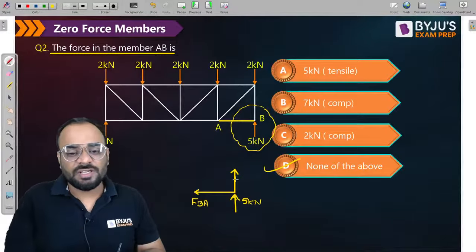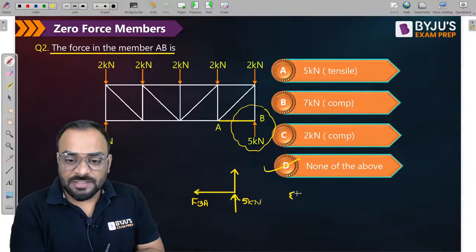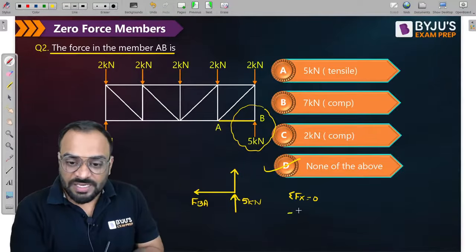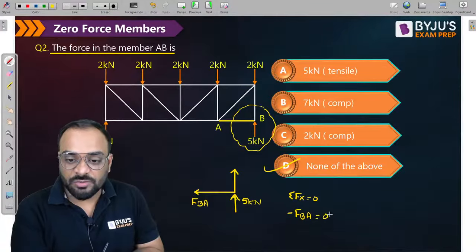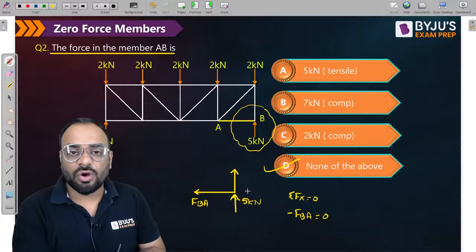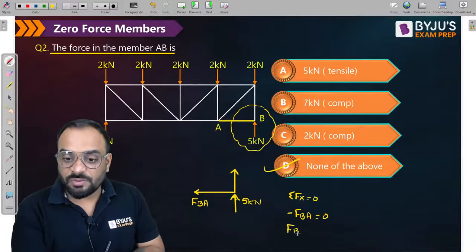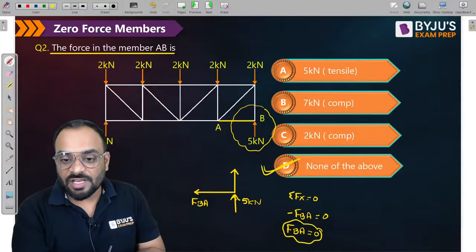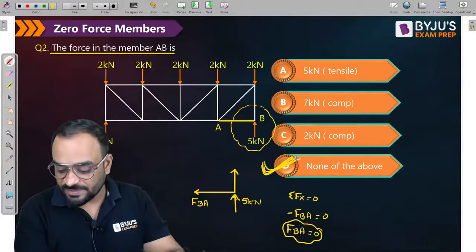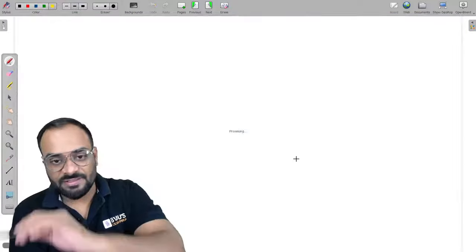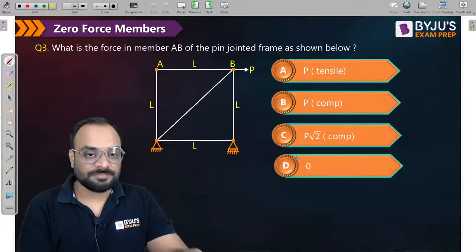How we can do it, sir? It is very simple. You need to write summation Fx is equal to 0. So minus FBA is equal to how much? It is equal to 0 because there is no horizontal loading or horizontal force other than FBA. So FBA is equal to 0. And that's why our answer is D. D is the correct answer. Very nice. Let's move to the next question.